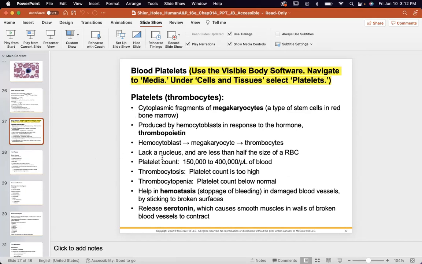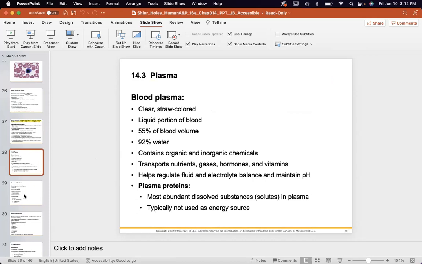Platelets, they get signaled by hemocytoblasts in response to thrombopoietin. If thrombo means clot, poietin means the production of a clot. Remember, the function of platelets is to keep your body in hemostasis, meaning, I start off the day with 5 liters, I'm going to end up with 5 liters.